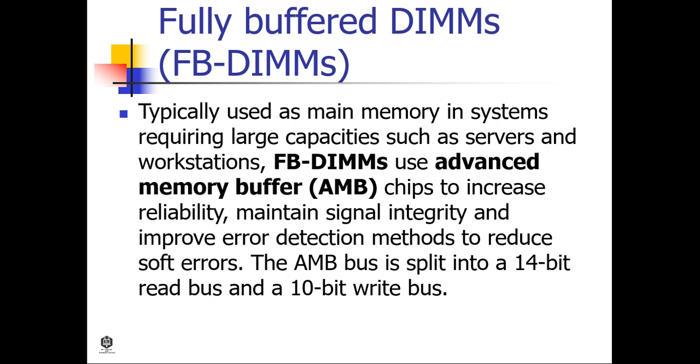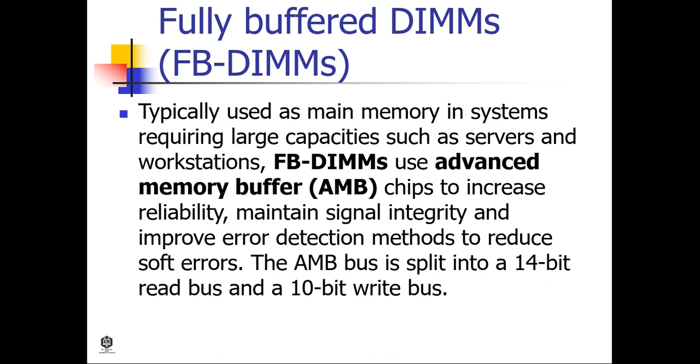Followed by the Fully Buffered DIMM, or FBDIMM, typically used as main memory in systems requiring large capacity such as servers and workstations. FBDIMM uses Advanced Memory Buffer, or AMB, chips to increase reliability, mainly signal integrity, and improve error detection methods to reduce soft errors.